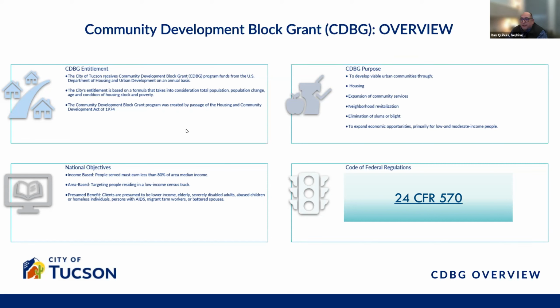We have three national objectives that your project will need to meet. It's either income-based, where people served must earn less than 80% of area median income; area-based, targeting people residing in a low-income census tract; or presumed benefit. Clients are presumed to be lower-income elderly, severely disabled adults, abused children, homeless individuals, persons with AIDS, migrant farmers, or battered spouses. For more information, you can always go to the Code of Federal Regulations, 24 CFR 570.